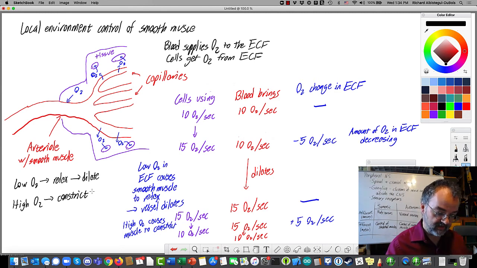Now we can talk a little. We have mentioned that smooth muscle responds to hormones.